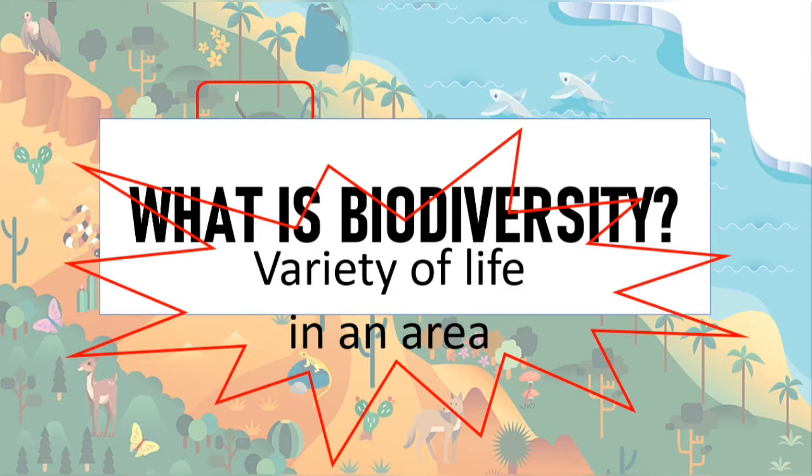Each of these species and organisms work together in an ecosystem, like an intricate web, to maintain balance and support life.